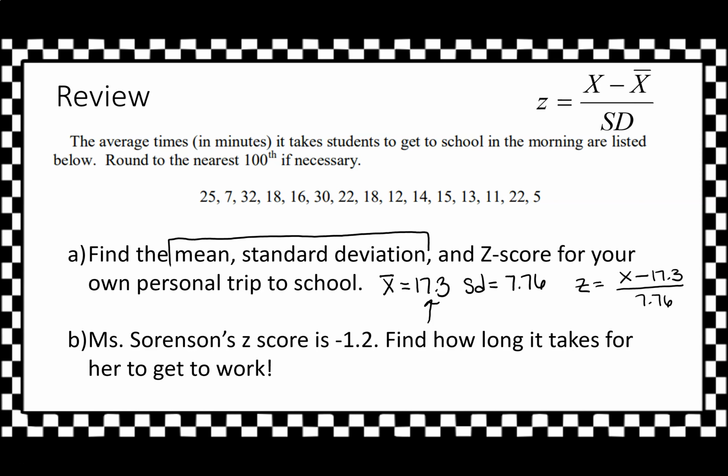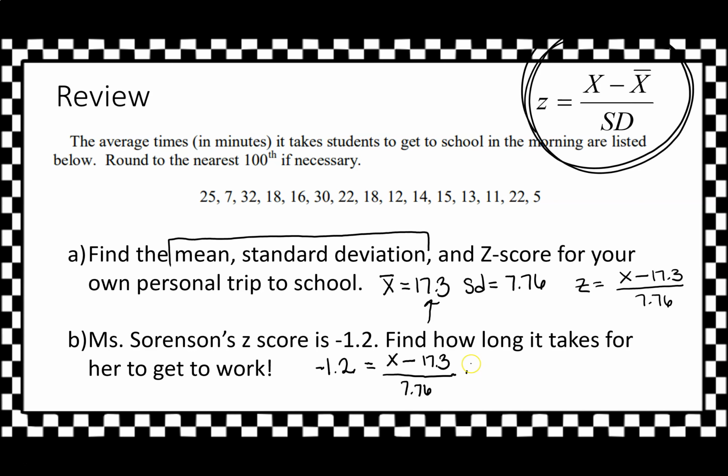Now, my z-score is negative 1.2. Find how long it takes for me to get to work. So what I do here is either use the formula I used before, but I'm not feeling like it. I think I'm just going to use this formula here and then solve. So I've got a z-score of negative 1.2, and that's going to be equal to x, which I don't know what that is, minus my average, which I know is 17.3, all over a standard deviation of 7.76. Okay, let's solve this for x.